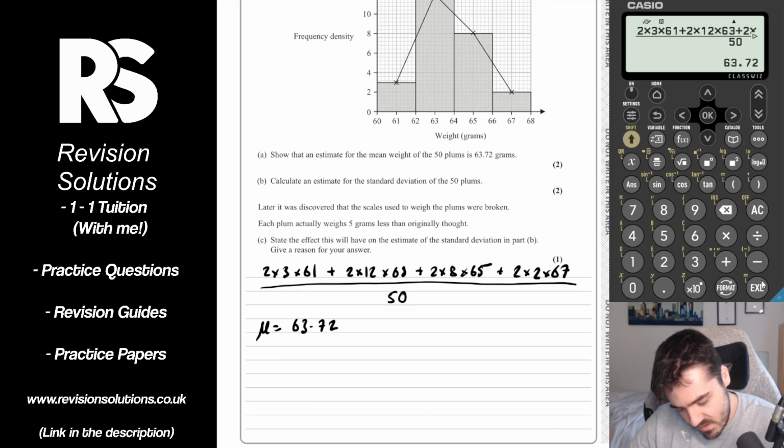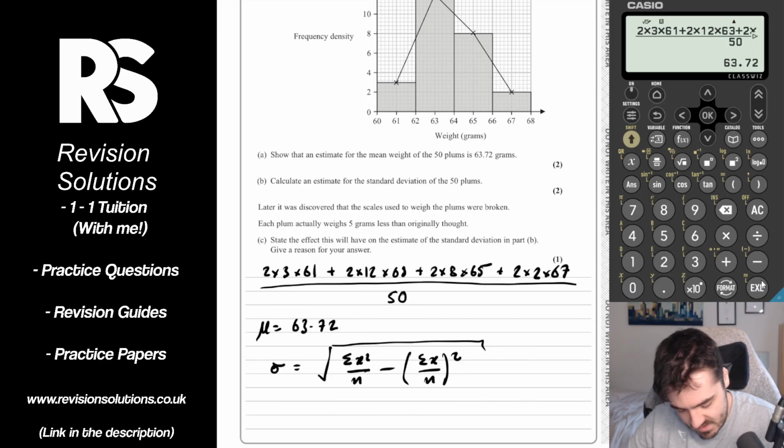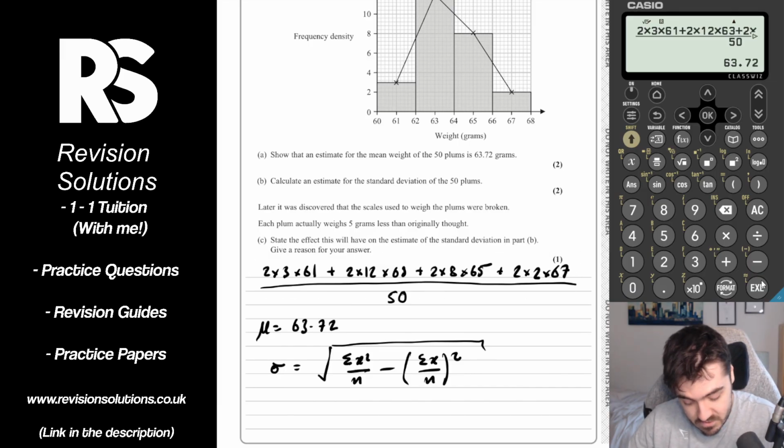Part B says, can we estimate the standard deviation of the 50 plums? First off, the formula for the standard deviation is the square root of the sum of x squared over n, minus the sum of x over n, all squared. This part is just the mean, which we've already calculated. And this is the average of all the squared values. If we want the average of the squares, we just square all these values.